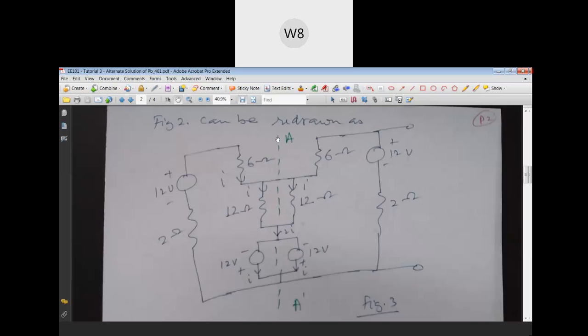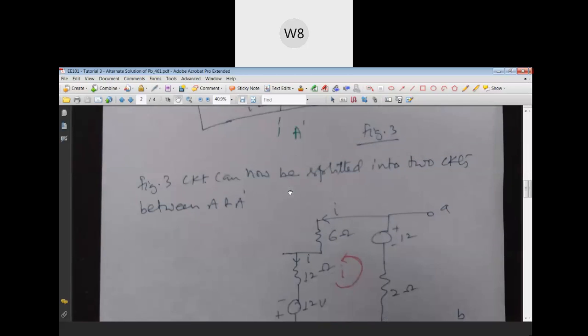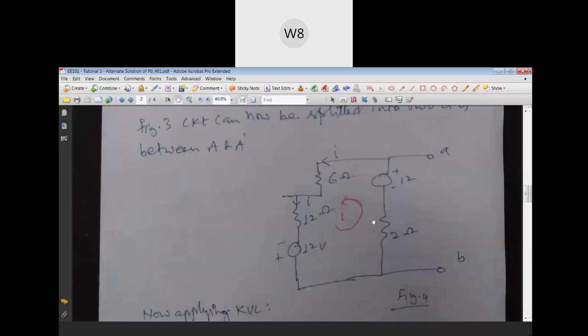So now you can see that we can separate, or we can cut this circuit along the A and A dash line, such that we have two physically separate circuits, and each will have exactly the same conditions as the original one. So our original circuit boils down to this simple circuit containing only one mesh.